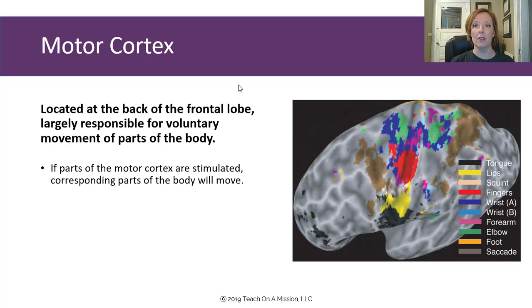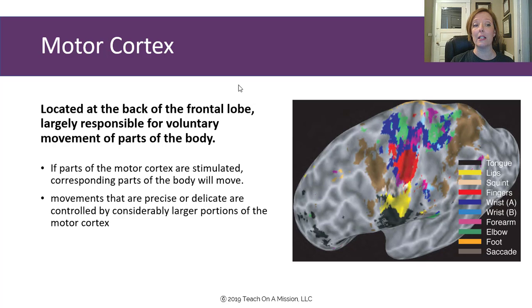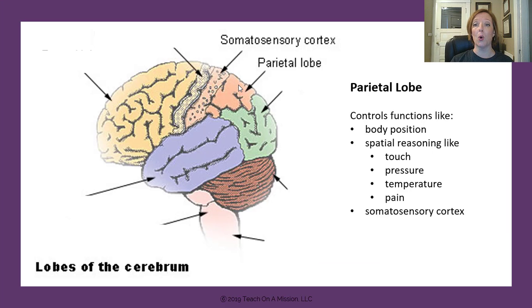What's really cool is if parts of the motor cortex are stimulated, say you go down to your corner brain surgery store and you decide that you want to have some exploratory brain surgery. If they were able to stimulate part of the somatomotor cortex, you would actually move your arms and legs wherever they touched. If you see on the picture, there are specific parts of the somatomotor cortex or the motor cortex that are responsible for moving specific parts of your body. Movements that are very precise or delicate are actually controlled by considerably larger portions of the motor cortex, which is pretty interesting to me.